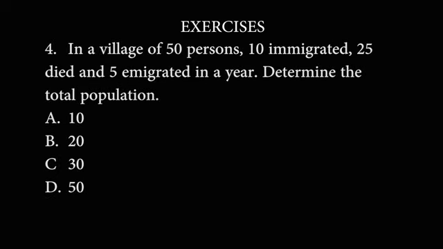In a village of 50 persons, 10 immigrants, 25 dead, and 5 immigrants in a year. Determine the total population. A, 10, B, 20, C, 30, D, 50. The right answer is C, 30.